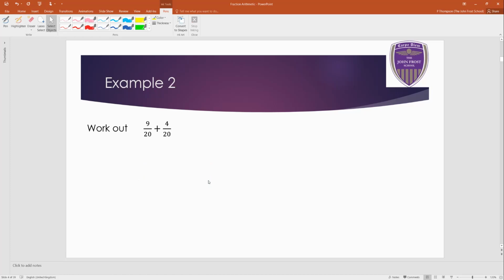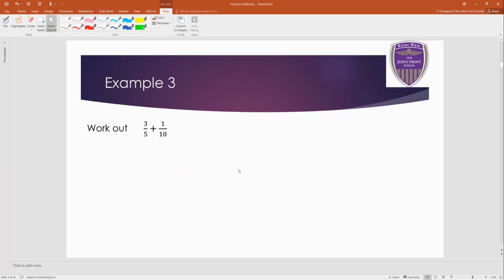Very easy indeed. Again, this one is so easy, because again, you've already got the same denominator. If you add these up, 9 add 4, you get 13/20.